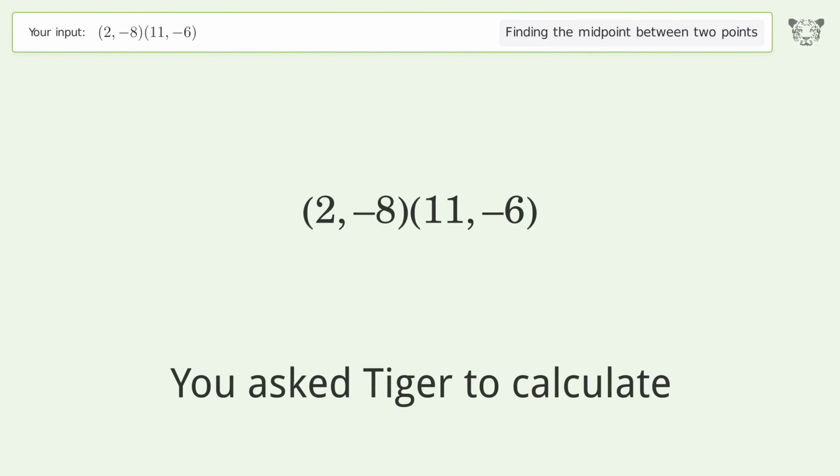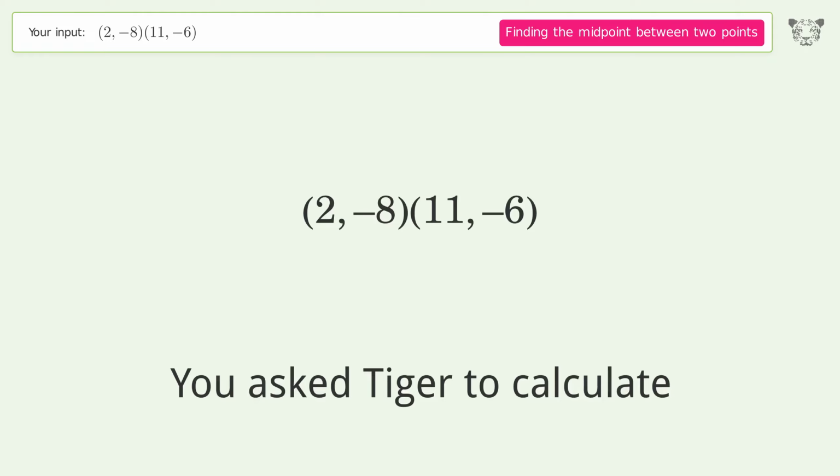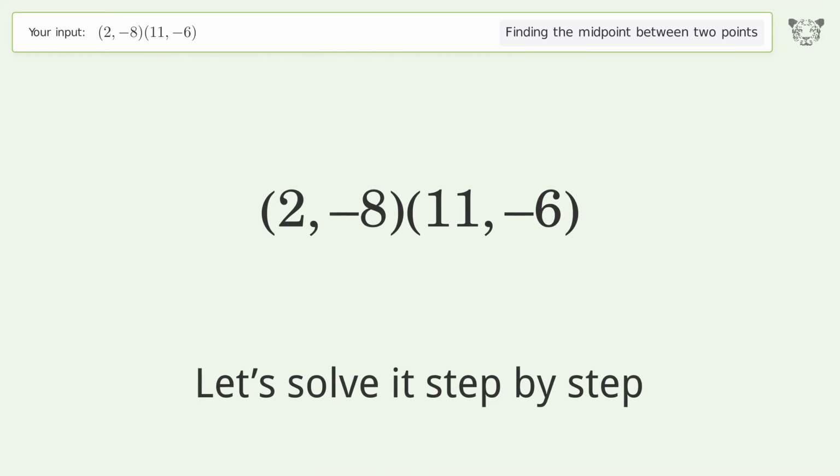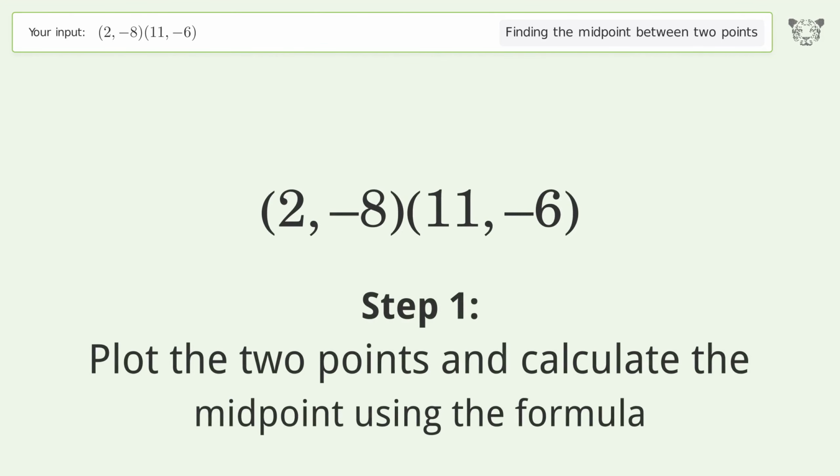You ask Tiger to calculate. This deals with finding the midpoint between 2 points. The midpoint between the 2 points is 6.5, -7. Let's solve it step by step. Plot the 2 points and calculate the midpoint using the formula.